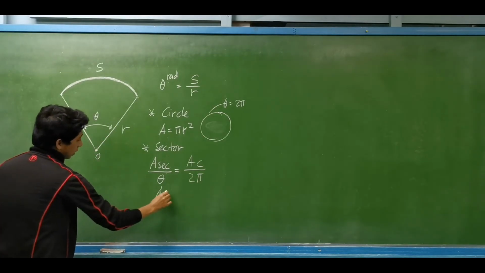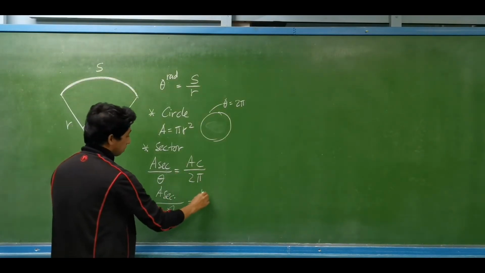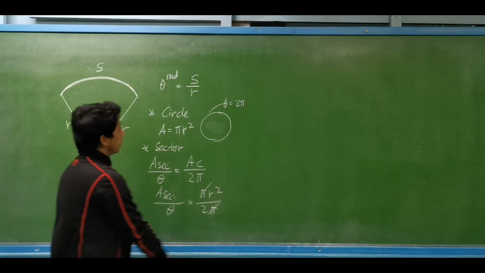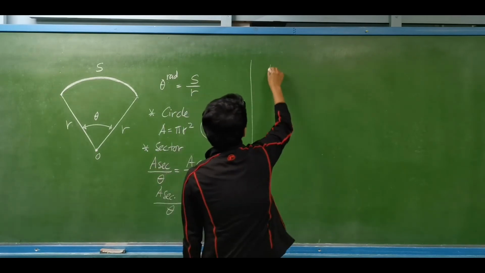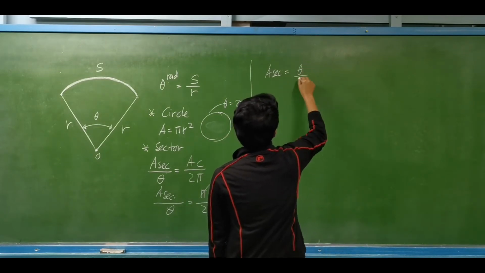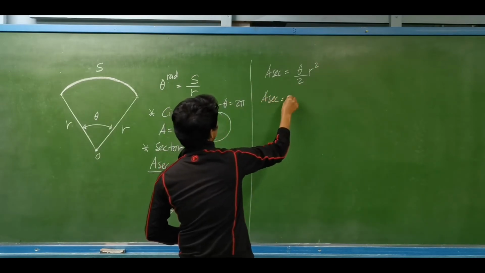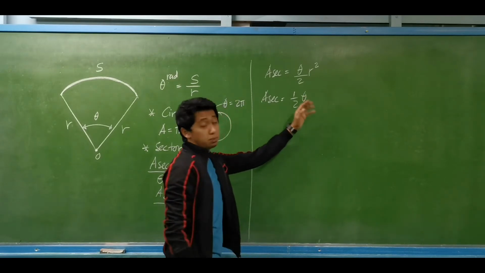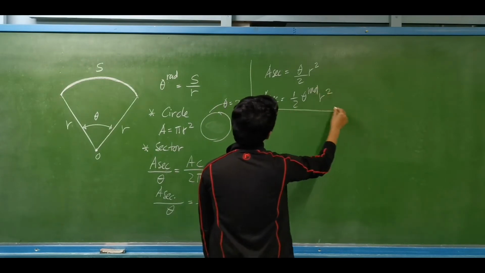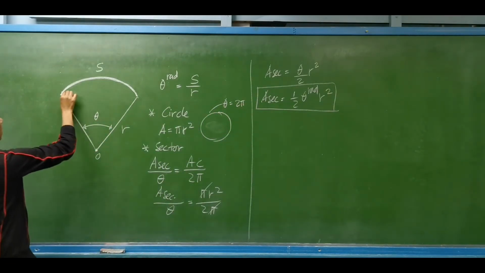So we can have it as the area of a sector divided by theta, equal to the area of a circle, pi r squared, divided by 2 pi. We can cancel pi. Then by cross multiplication, the area of a sector is equal to theta divided by 2 times the radius squared. Or we can have it as the area of the sector is equal to 1/2, with theta expressed in radians, multiplied by the radius squared. So this is the formula for the area of a sector.